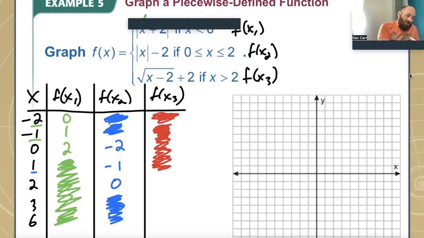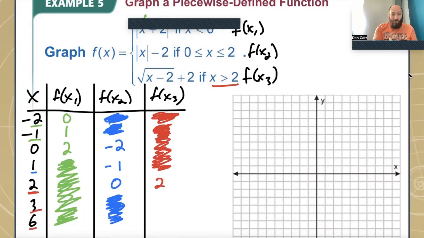But now I can jump over to the next one, our final function here. 2 is not a part of this interval, but I still need it for my graphing purposes. So I'm still going to find that value. I'm going to go ahead and plug that in. I've got 2 minus 2 is 0. Square root of that is 0. Plus 2 is 2. Okay, let's do the same thing with 3 and 6 now.